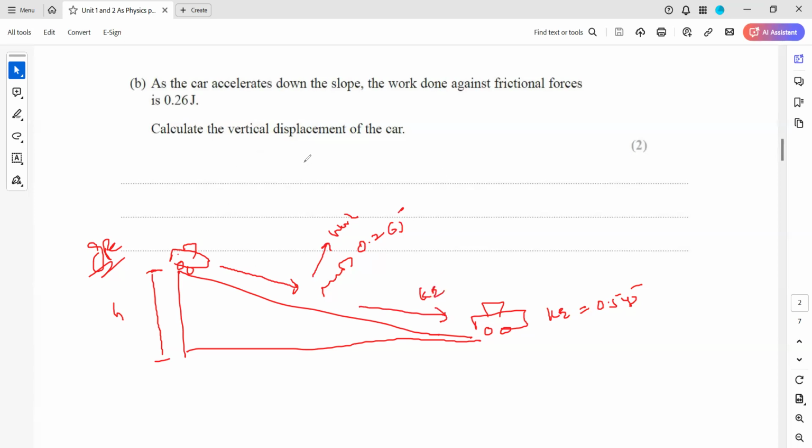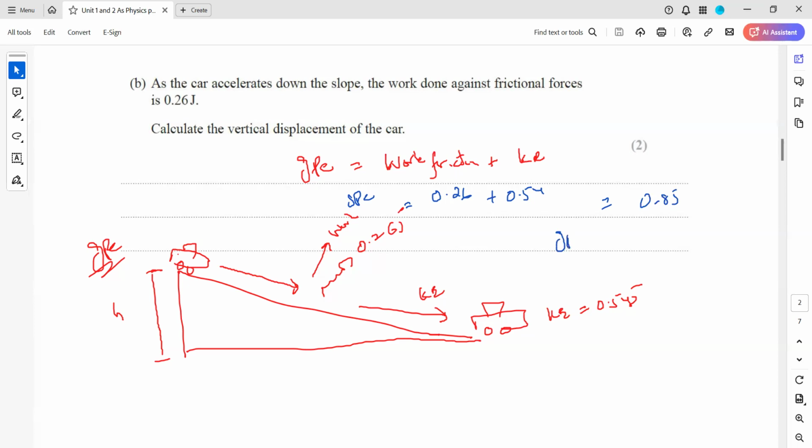So when we write this statement as an equation, we can say GPE, the gravitational potential energy, is equal to the sum of the work done against the friction plus the kinetic energy of the car. EK or KE is the same thing. So we can first work out the GPE. The work done against the friction is 0.26 and the kinetic energy is 0.54. So we will add these two values. This will give us how much gravitational potential energy the car possesses. So this will be 0.8 joules of GPE.